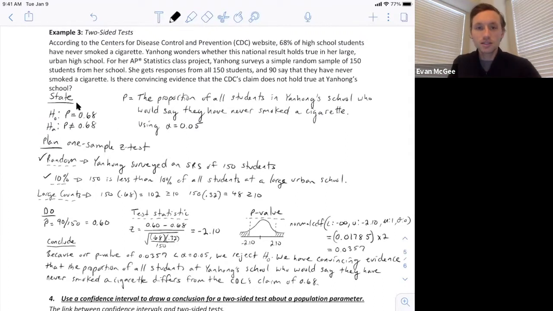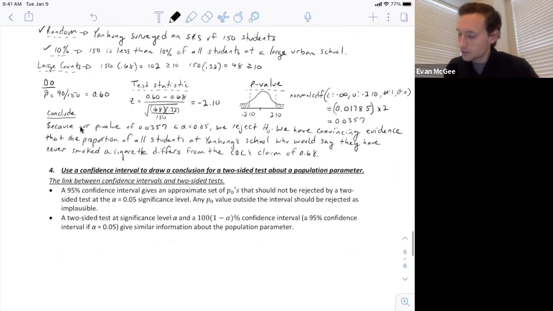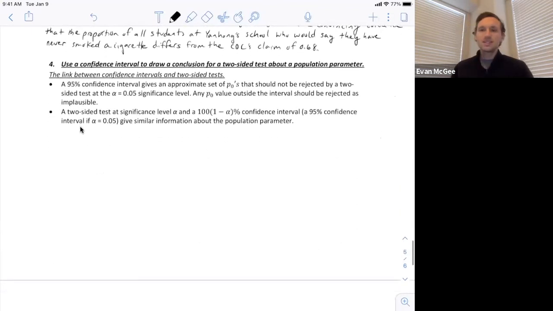So she runs the test, and we got a conclusion where we rejected the null because we had convincing evidence that the proportion of all students at the school who say they have never smoked is different from 68%. So this was a two-sided test. And the goal is to make this connection between the two-sided test and a confidence interval, because they give similar information. Imagine instead of running a test, we created a confidence interval. So we have her p hat plus or minus the margin of error.